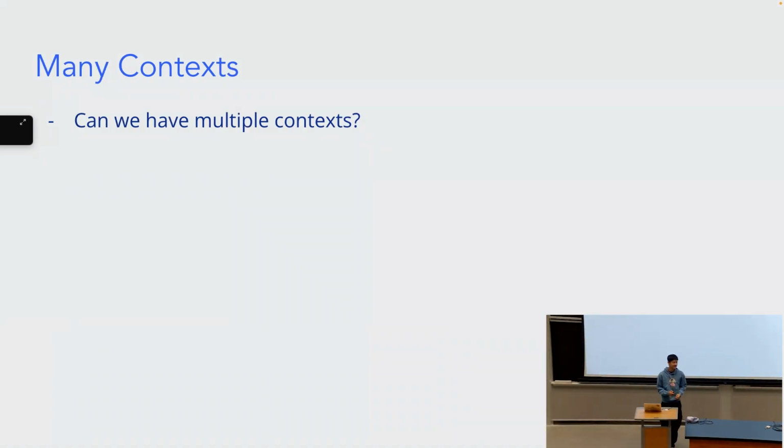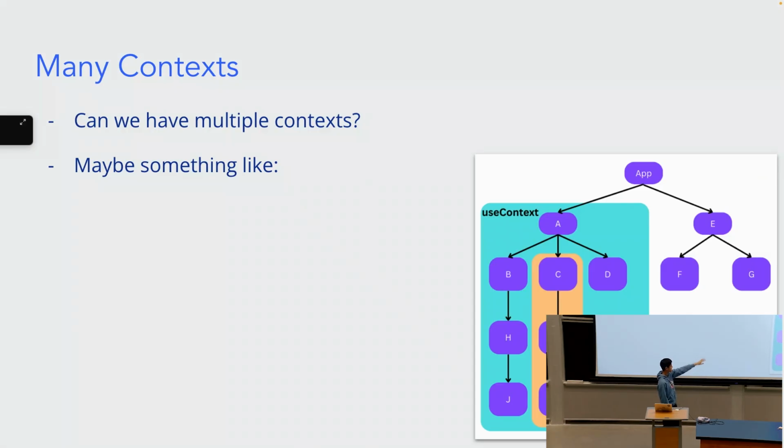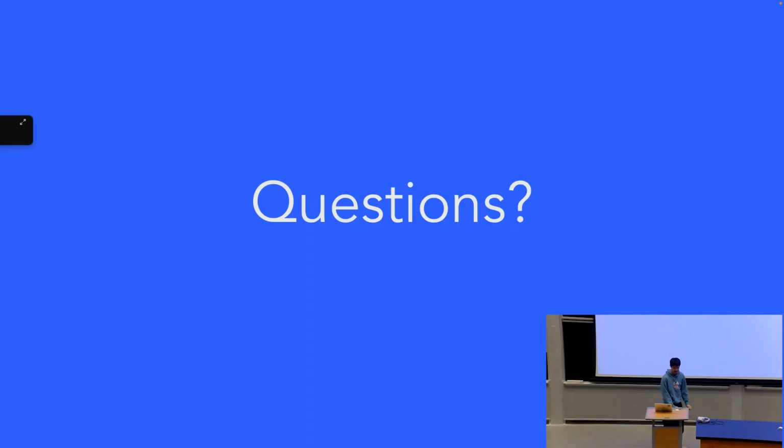Cool. And then maybe you have the question of whether we can have multiple contexts. Maybe something like this, where we have one useContext wrapping everything underneath A, and then another one wrapping everything underneath C. We can definitely do something like this. There's nothing that really prevents us from doing this. We just have to define 2 separate contexts and 2 separate providers, basically. Cool. Okay, any questions before moving on?